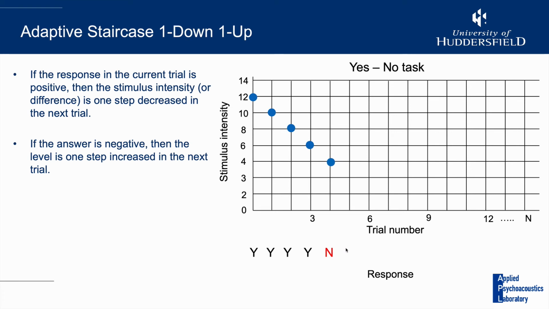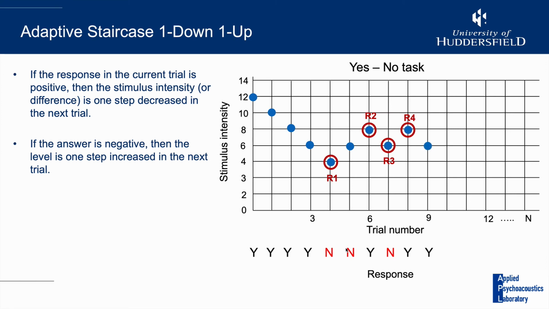Then we make the test a little bit easier. So we go back to the 6 dB condition and ask the same question. If the response is still no, then we increase the step by another 2 dB. And now if the response is yes, then we decrease the level by 2 dB again. And if the response in the current trial is no, then we go back up to 8 dB.